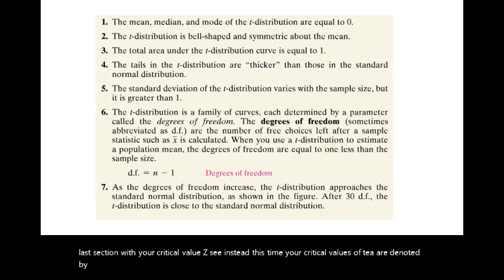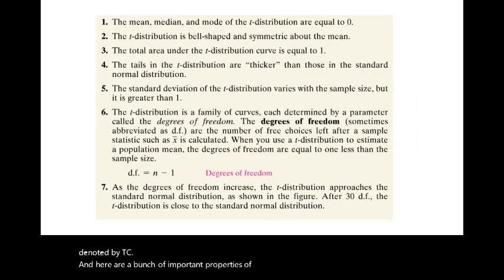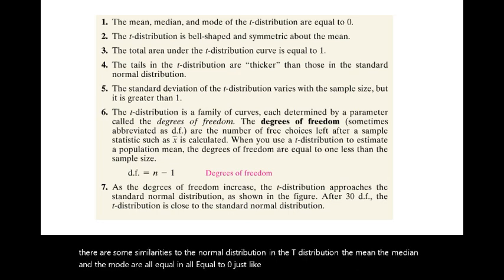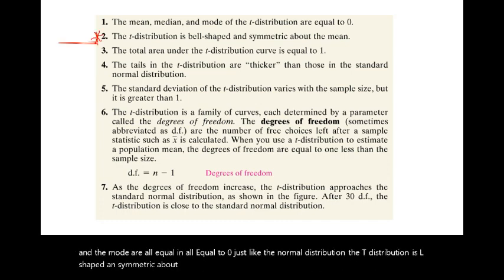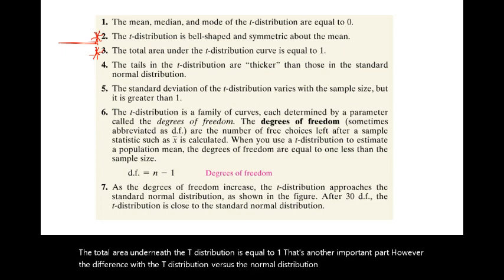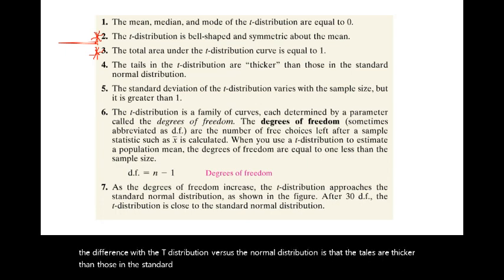And here are a bunch of important properties of the t-distribution, and you're going to notice that there are some similarities to the normal distribution. In the t-distribution, the mean, the median, and the mode are all equal and all equal to 0, just like the normal distribution. The t-distribution is bell-shaped and symmetric about the mean. The total area underneath the t-distribution is equal to 1. However, the difference is that the tails are thicker than those in the standard normal. It is higher above the x-axis.